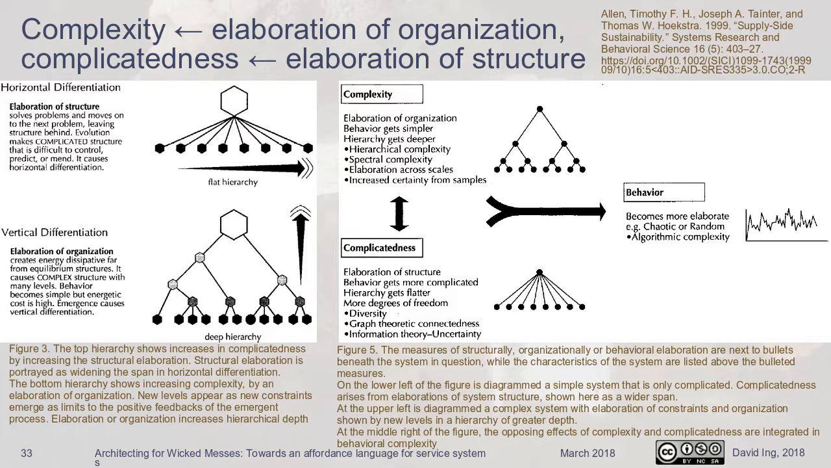So this is what I told you before, and more formally: complexity is an elaboration of organization, which is vertical, and complicated is an elaboration of structure, which is horizontal. So if you are expanding a system, we're doing the pizza thing, you can create more of the same, which is complicated, or you can create a complex, where you have this deep hierarchy. So do you want complex or do you want complicated? It's a choice. There's no right answer here.